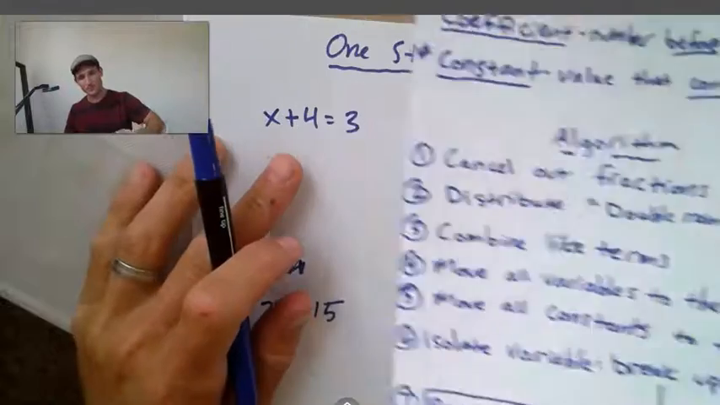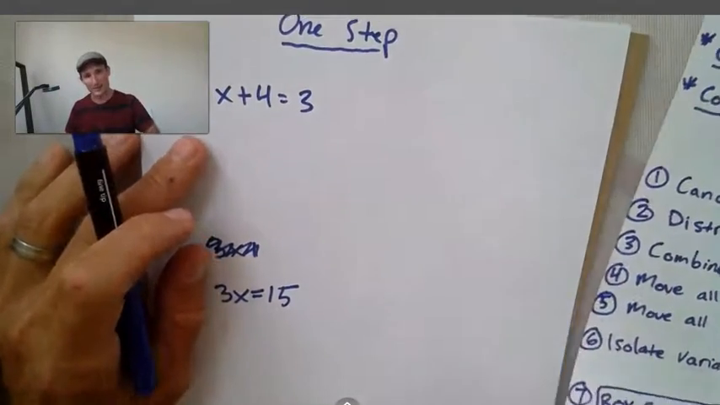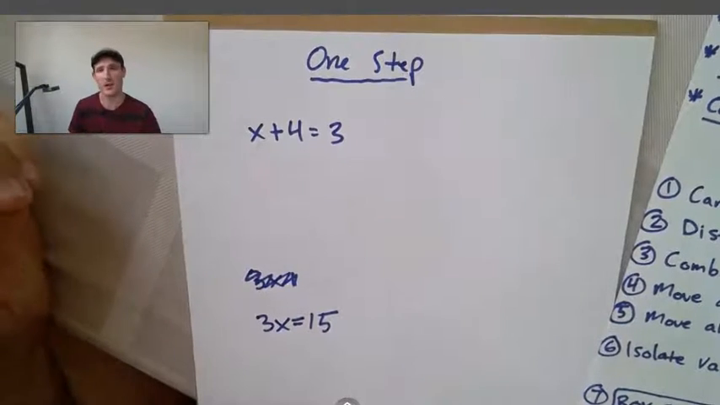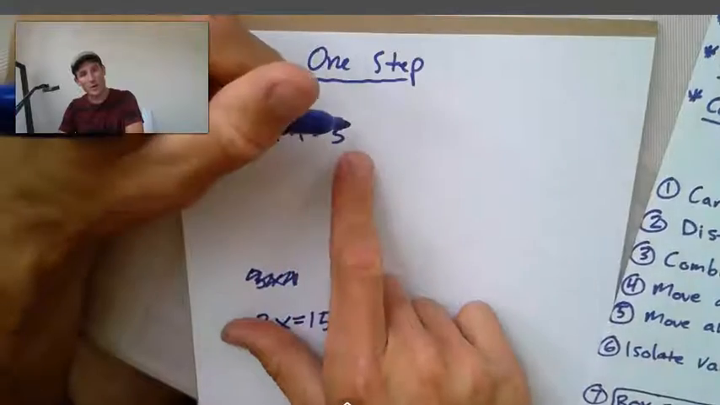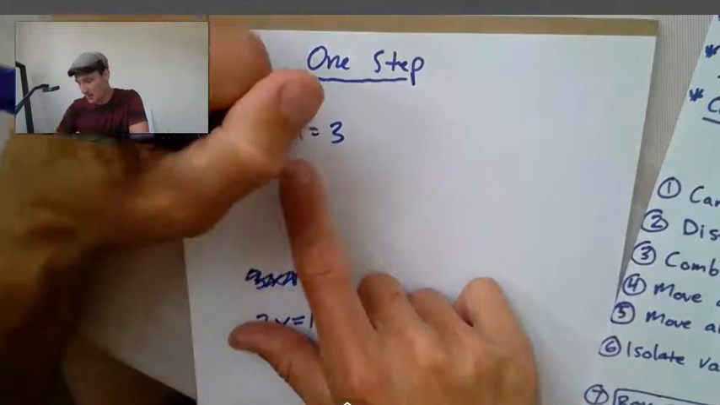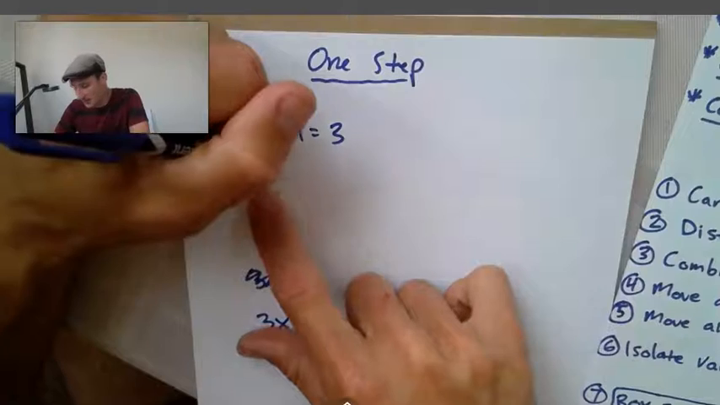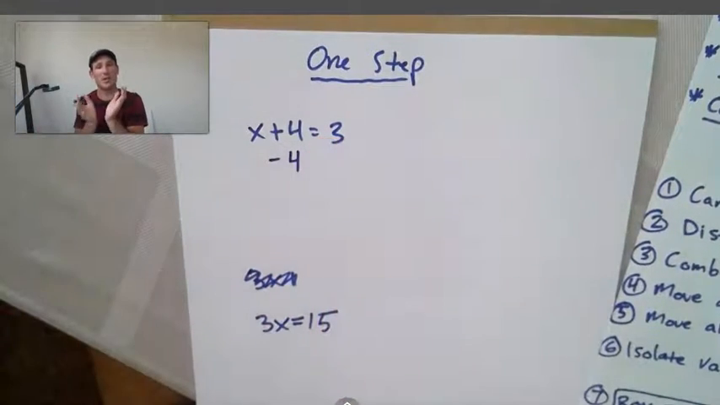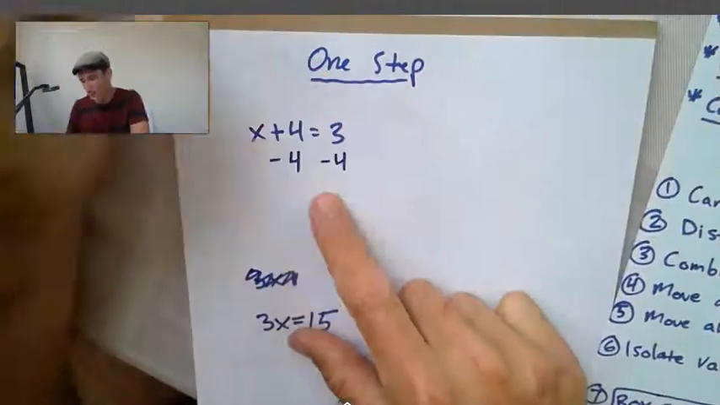One thing I did not write down in my definitions is this idea of an inverse operation. An inverse operation just means the opposite. So if I want to move this 4 over, I need to do the opposite. The opposite of addition is subtraction. Because this is an equal sign, I need to make sure I do the same thing to both sides. I need to balance it out. Okay? So I subtract 4 from both sides.